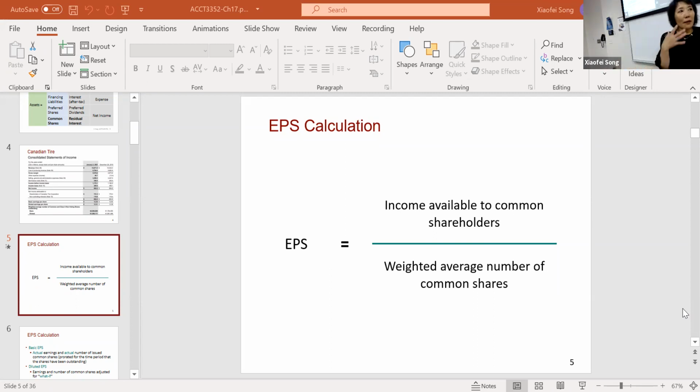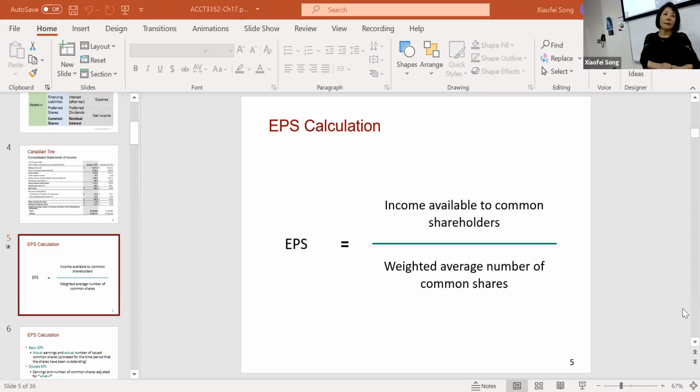Now, because there are different groups of sources that contributed to the company's resources, the earnings from the resources should be distributed among various parties that contributed their financing. So we have to subtract all the earnings that belong to the other groups. What's left will be earnings available to common shareholders. Okay, so that's the first part.